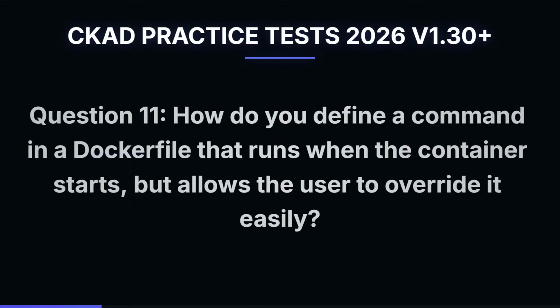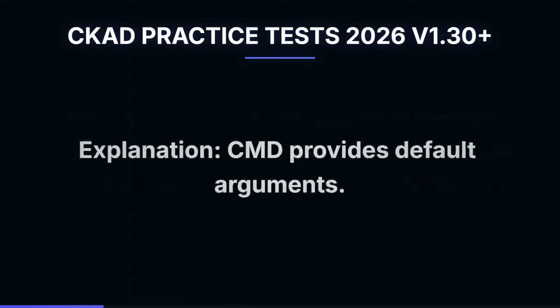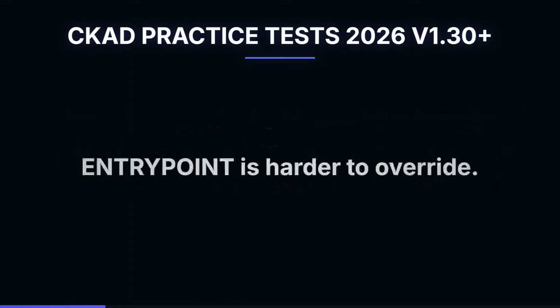Question 11. How do you define a command in a Dockerfile that runs when the container starts, but allows the user to override it easily? Answer: you use the CMD instruction. Explanation: CMD provides default arguments. If the user runs docker run image_name command, the CMD is ignored. ENTRYPOINT is harder to override.